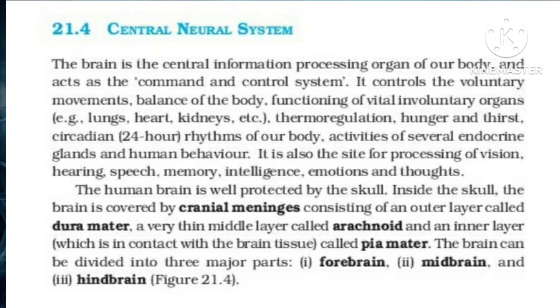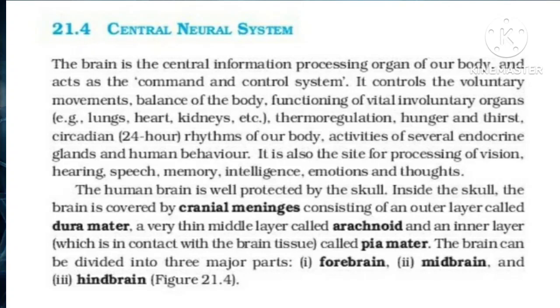21.4 Central Neural System. The brain is the central information processing organ of our body and acts as the command and control system. It controls the voluntary movements, balance of the body, functioning of vital involuntary organs, for example lungs, heart, kidney, etc., thermoregulation, hunger and thirst, circadian rhythm (24-hour rhythm of our body), activities of several endocrine glands and human behavior. It is also the site of processing of vision, hearing, speech, memory, intelligence, emotions, and thoughts.